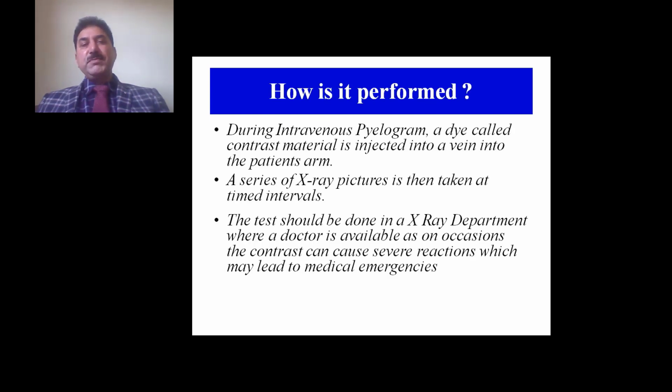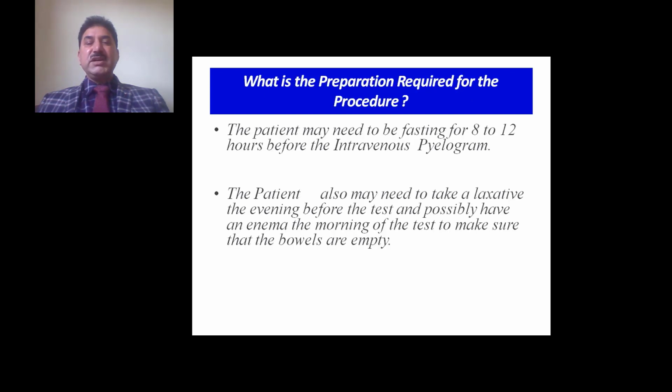How it is performed. During intravenous pyelogram, a dye called contrast material is injected into the vein in the patient's arm. A series of X-ray pictures is then taken at timed intervals. The test should be done in the X-ray department where a doctor is available, as on occasions the contrast can cause severe reactions which may lead to medical emergencies.